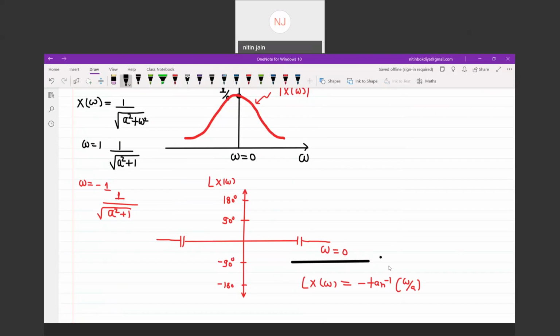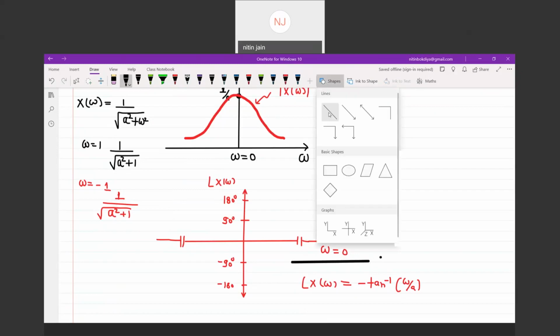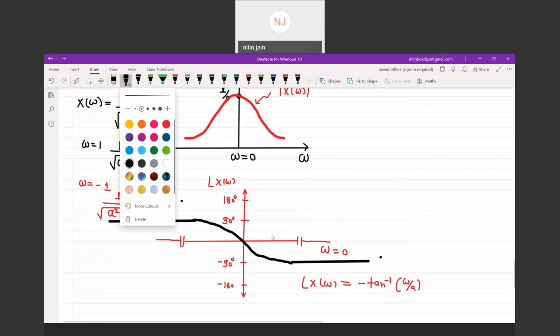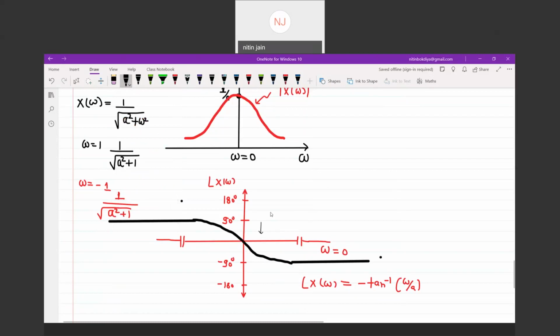On the positive frequency, and if you select a negative frequency, what I can say, it's +90° for this kind of frequency. And in between you can have a freehand curve. This response is known as the phase response, this is the phase spectrum.